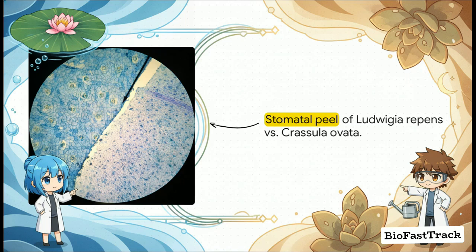When you take a stomatal peel, which is basically a microscopic surface imprint, and compare a water-loving plant like Ludwigia with a CAM desert plant like Crassula ovata, the difference is night and day. The hydrophyte is absolutely loaded with stomata because it can afford to lose water. The CAM plant, on the other hand, heavily regulates its stomatal density. It's perfectly engineered to operate on that highly specialized nocturnal schedule.